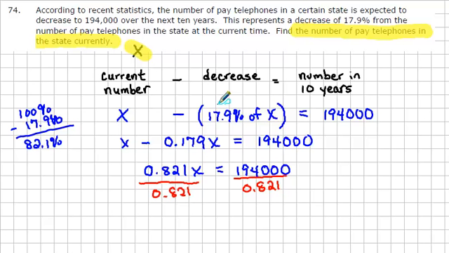236,297.1985. Well, we can't have a fraction of a telephone, so we'll just round down to the nearest telephone, and we'll get 236,297. So find the number of paid telephones in the state currently. The current number of telephones is 236,297.